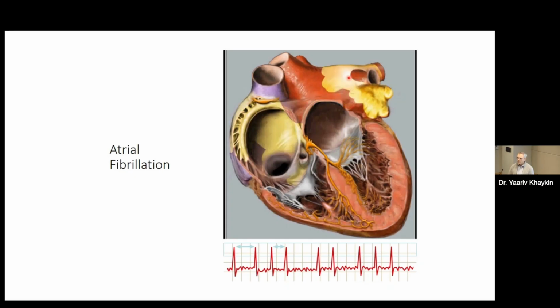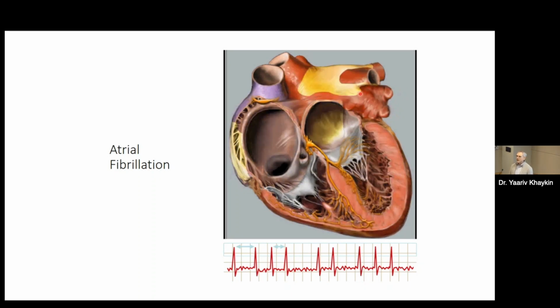Now, when the upper chambers go so fast, they stop pumping. So blood doesn't circulate properly. The bottom chambers essentially have to suck the blood out of the upper chambers. And with that, a blood clot can form, particularly in the left upper chamber and particularly in the left atrial appendage, this cul-de-sac right here.